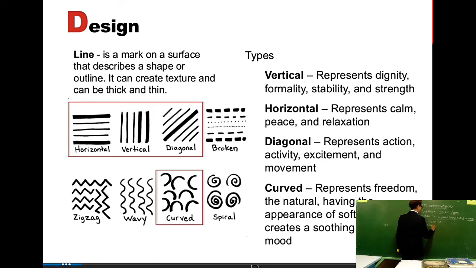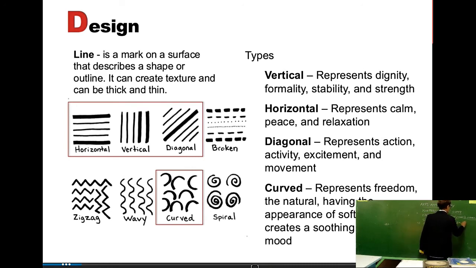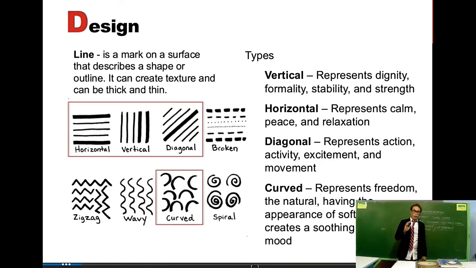let's continue on the line. About lines, how do you define a line? A line is a mark on a surface that describes a shape or outline. It can create texture, and it can create thick and thin. A line can be curvy, diagonal or slant, horizontal or vertical. A line can be zigzag, wavy, and spiral.